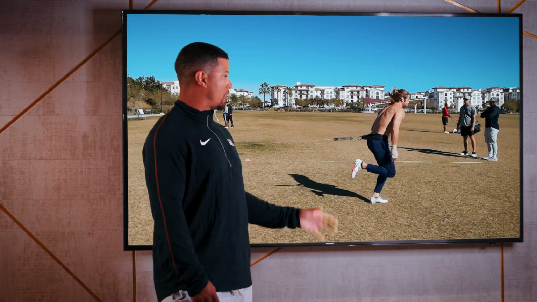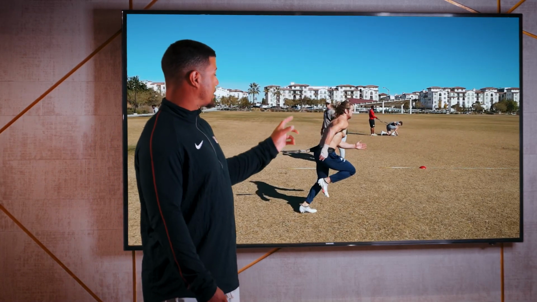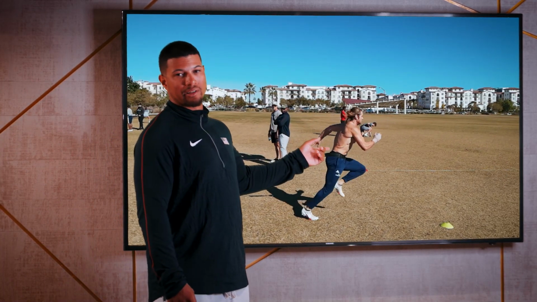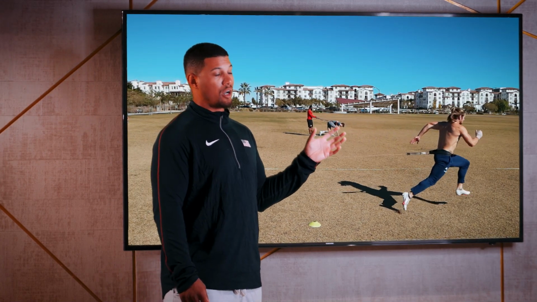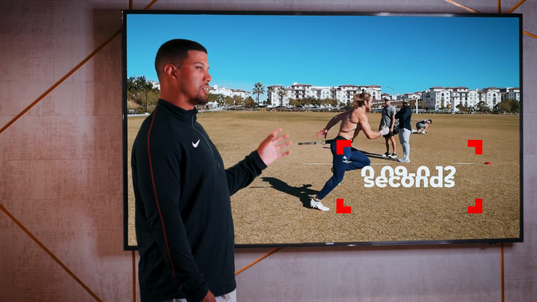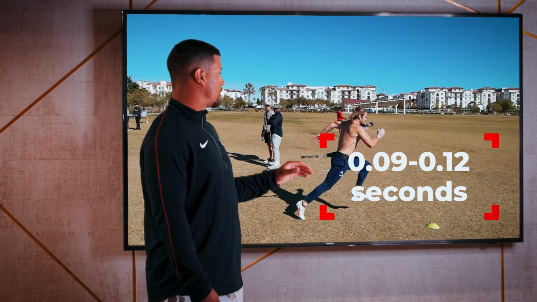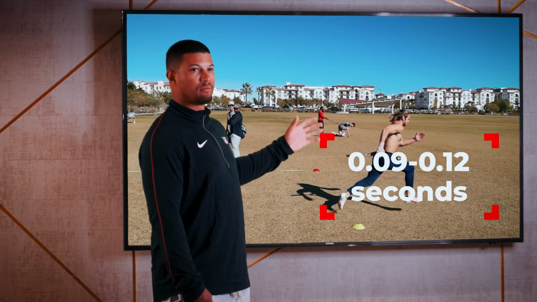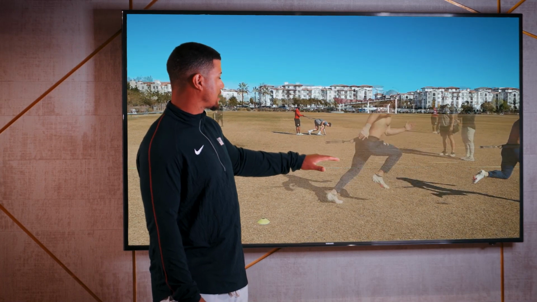So a couple of things we look for in the max velocity phase. Number 1, I want to see, is that contact time below 0.1 seconds? For our very, very elite guys, you'll see under 0.09, but most athletes are about 0.09 to about 0.11, 0.12. Anything under 0.15 is very good for a high school athlete. So how fast is that contact time?